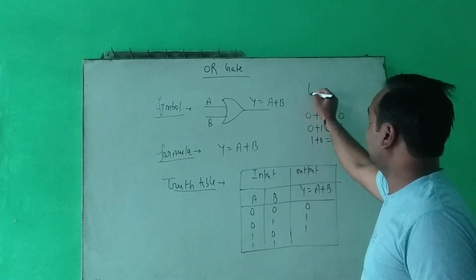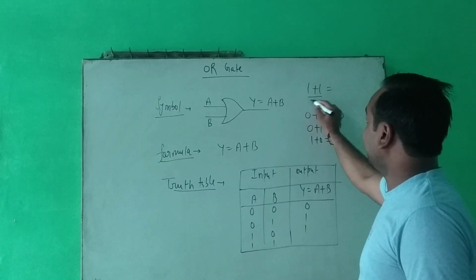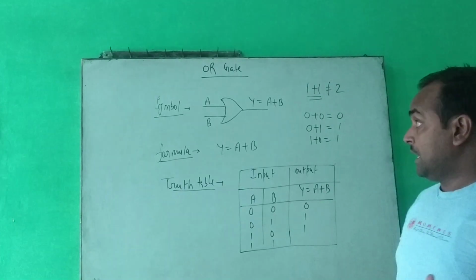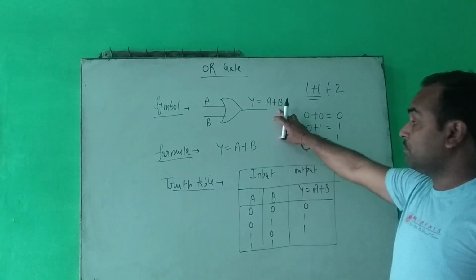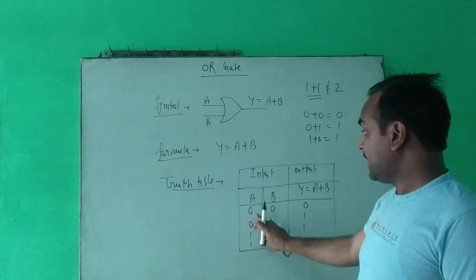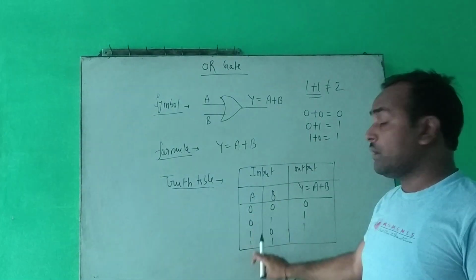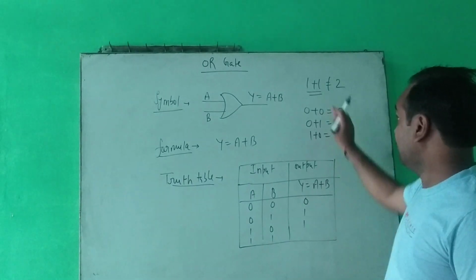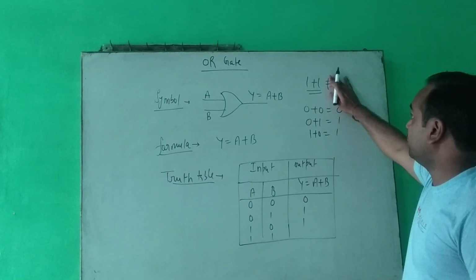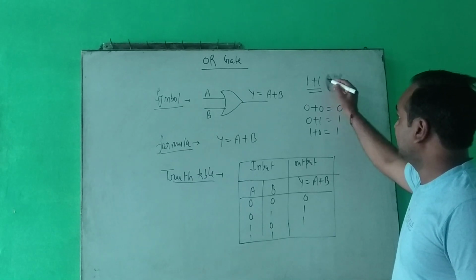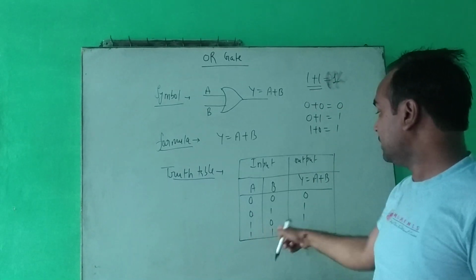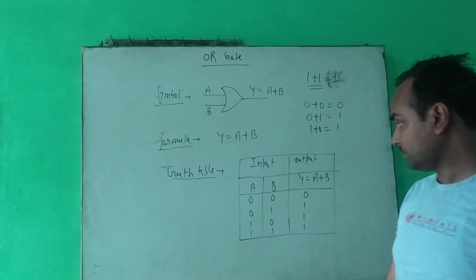and 1 plus 1 will not be equal to 2. I have told you it is not the symbol of plus, and these are binary values, which means on or off. So 1 and 1 will be equal to 1. This is the most important thing in this gate. 1 plus 1 is equal to 1.